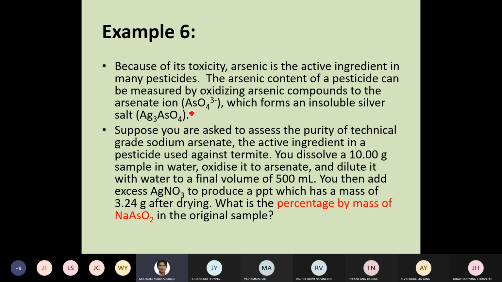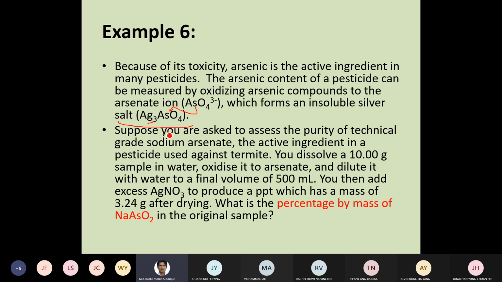Okay, so arsenate ion is formed, which forms an insoluble silver arsenite salt. All right. So if we look at it, we'll see that, okay, we'll come there later. But here we see that in silver arsenite, there are 3 silver though, but only one arsenite is there, right? Okay, this is one clue.